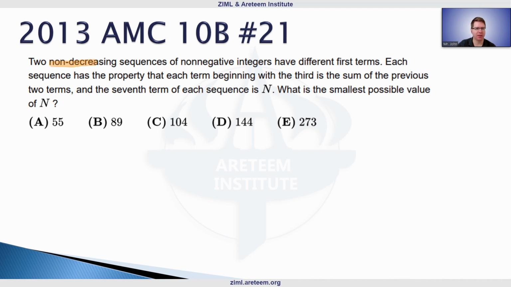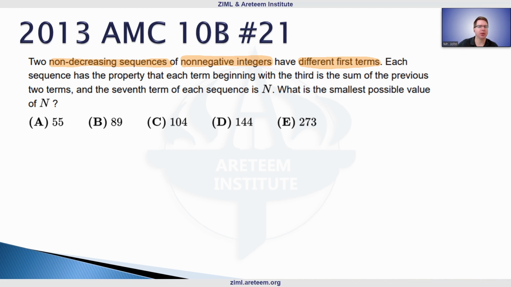A couple of things that I want to note right off the bat. We have to remember our sequences are non-decreasing. That means they can have numbers that are equal to each other, next to each other, but they can never be getting smaller. And so we have all of our restrictions in this first sentence: non-decreasing sequences, non-negative integers, different first terms.